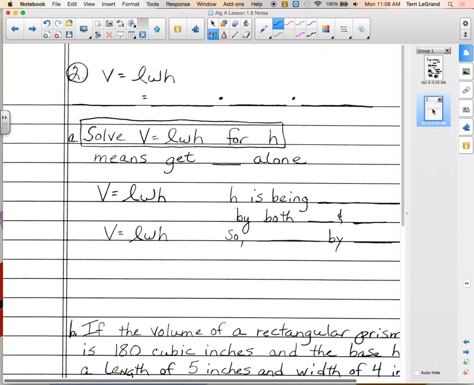Okay, so we're going to put, this is volume, capital V, that's a capital V. If it doesn't look capital, make it look like it is. And these are small letters. Volume equals length times width times height. That's what's really going on here.